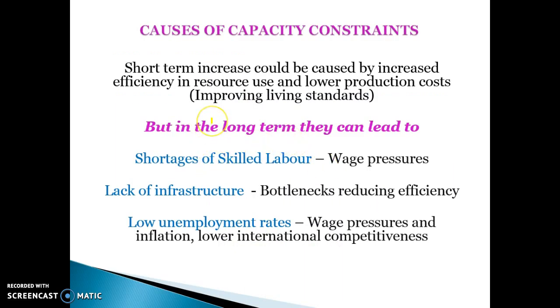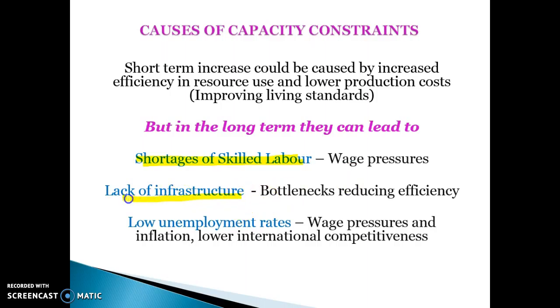Causes of capacity constraints. Short term, it could be caused by increased efficiency in the way we're using our resources, basically us utilising our available resources very efficiently at that point in time and not having many idle resources, which is good. But in the long term, it can lead to things like shortages of skilled labour. So if we have a shortage of labour, that can lead to wage pressures and be bad for our economy because it's going to lead to inflation.